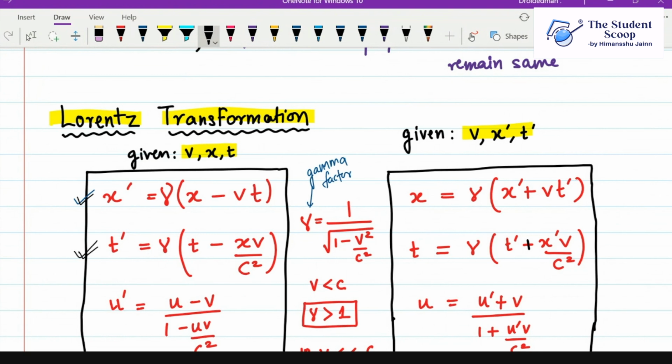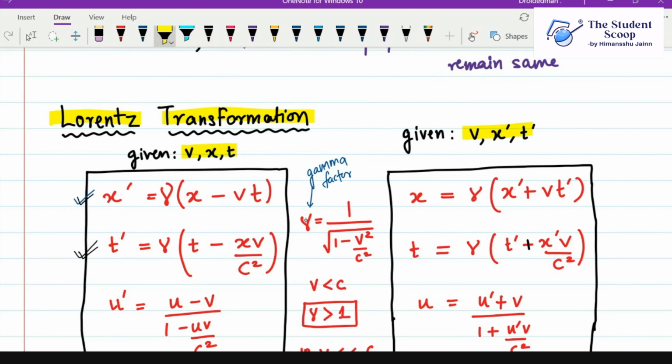The time is not the same, according to the Galilean Lorentz transformation. So t is the time in the original frame, and x is the coordinate position in the original frame. So t dash is gamma times t minus xv upon c square. So that is the formula. Again, if t dash and x dash are given, we can use that to find t as well.